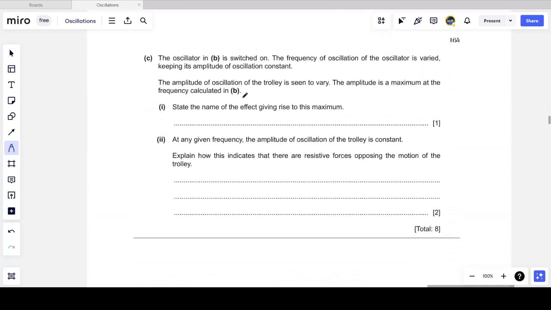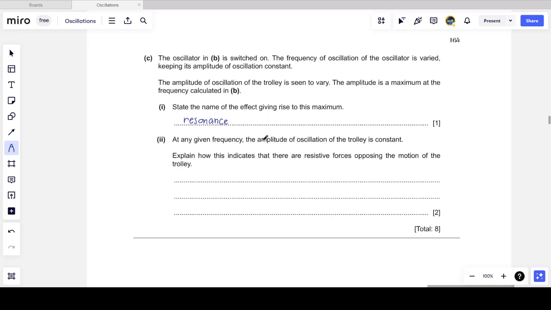Do we know a name for the effect that gives rise to this maximum? Is there a name for a phenomenon that allows the amplitude of something oscillating naturally to increase when a driving frequency is added to its oscillations? And that we know is resonance. Resonance occurs when a driving frequency matches the natural frequency, which in this case is 2.8 hertz. And at 2.8 hertz, when the oscillator is moving at 2.8 hertz, the amplitude of the oscillations become larger.